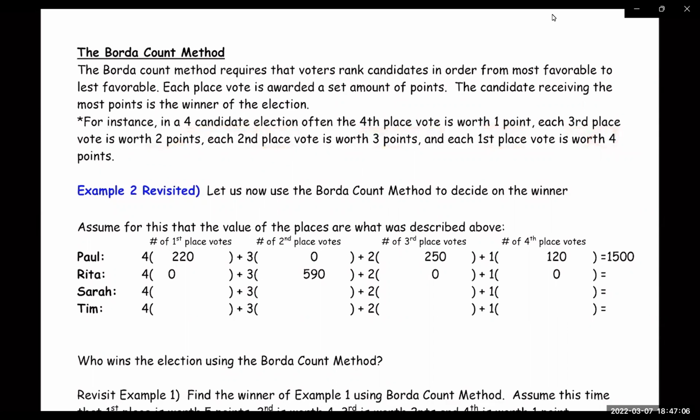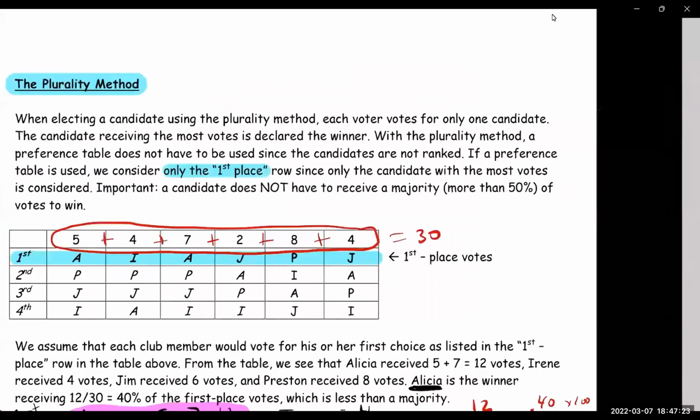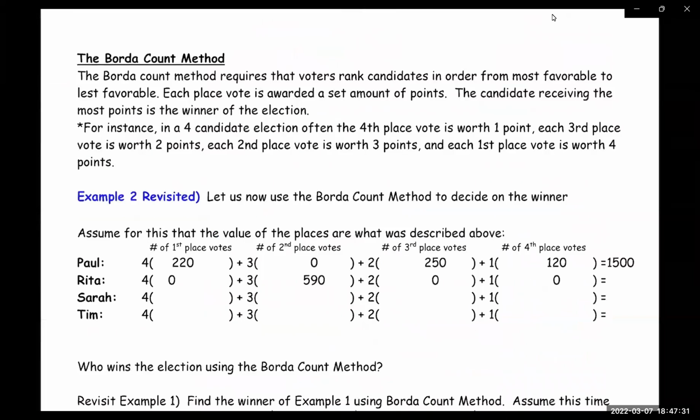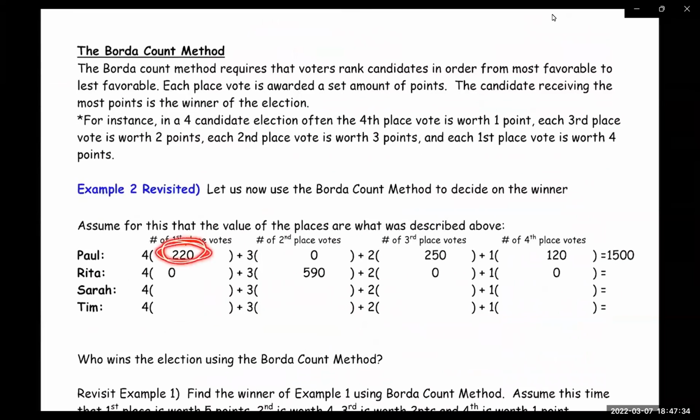So here it is. Paul, the first place vote will get 4 points. Second place votes will get 3 points. Third place will get 2 points, and then fourth place gets only 1 point. So for example, Paul got 220 first place votes, right? So he got 220. So that's what goes here. That's already there for us.